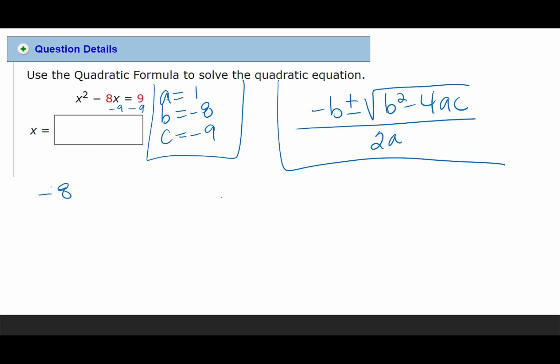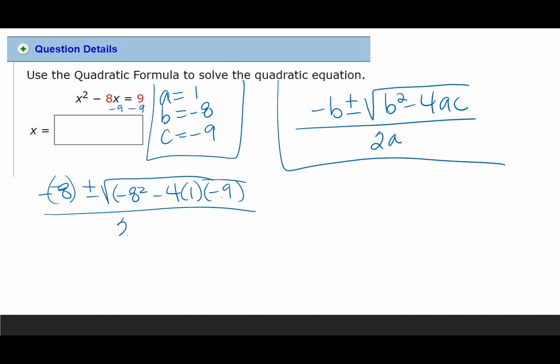This will be negative 8 plus or minus the square root of negative 8 squared minus 4 times 1 times negative 9, over 2 times 1. In class, I taught you to draw a cross right here after the exponent. On the left side is the exponent negative 8 squared, which is 64. On the right side, I want you to use the minus 4 as a negative 4. Negative 4 times 1 is negative 4. Negative 4 times negative 9 is a positive 36.